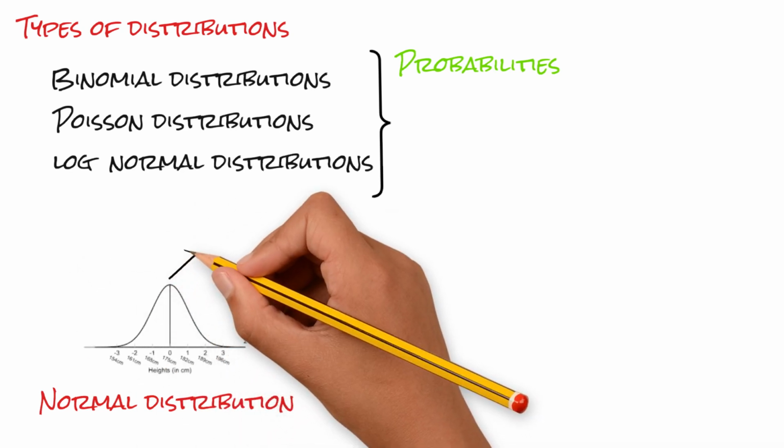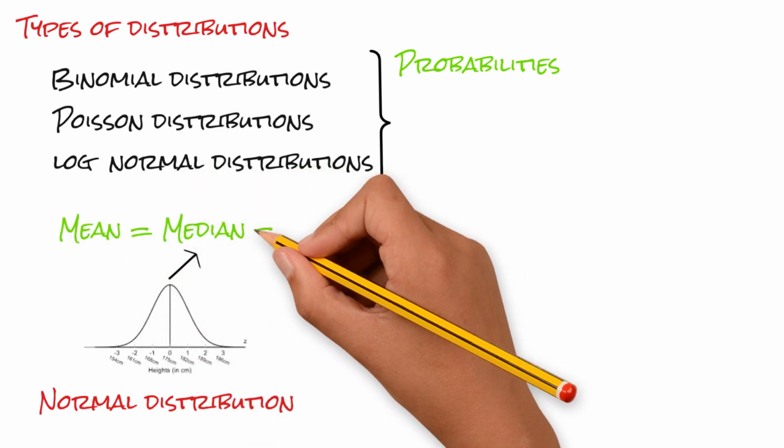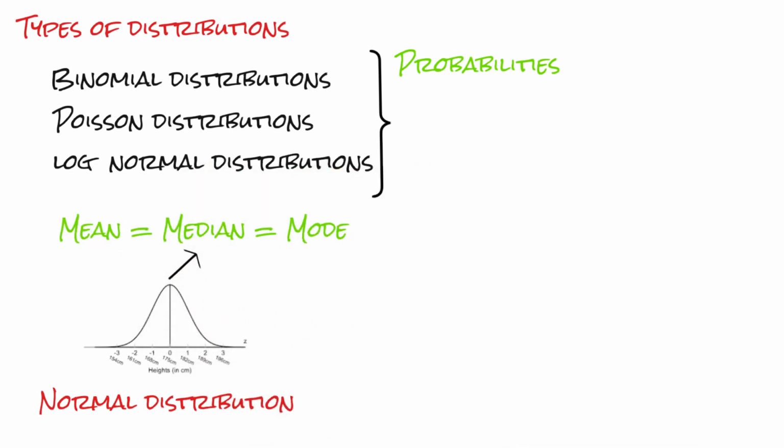The mean, median, and mode for this curve are all the same, right at the center. This means that data is symmetrically spread around the central point, making the likelihood of observing values above and below the mean equal.